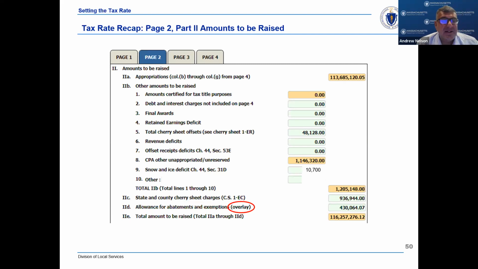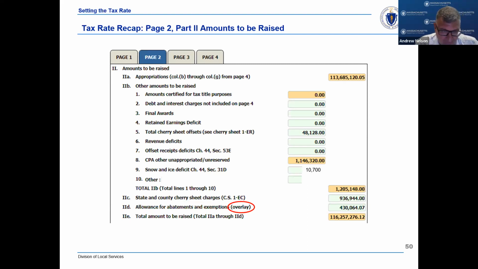CPA. Jared mentioned there was an unappropriated, unreserved number. This number flows through to here. It balances out that form, so that if the CPA did not appropriate or reserve all of the money they were taking in revenues, that revenue isn't flowing through and offsetting your general fund. So this number is basically balancing that equation out.